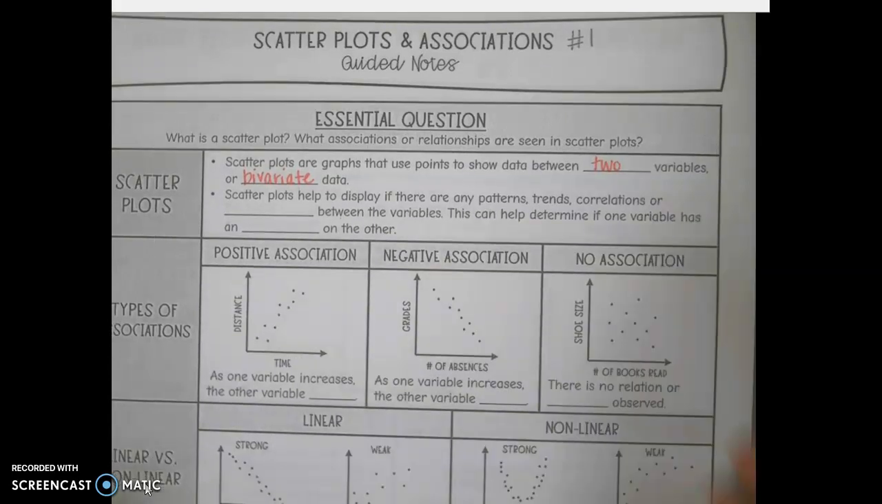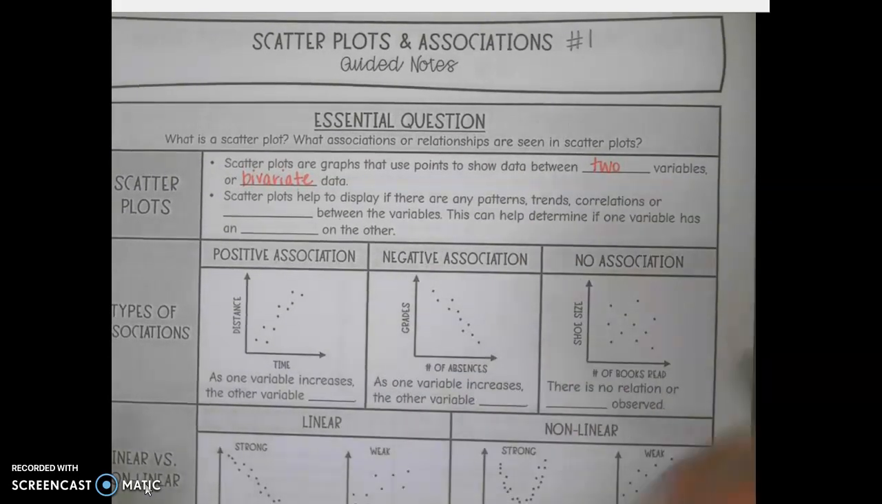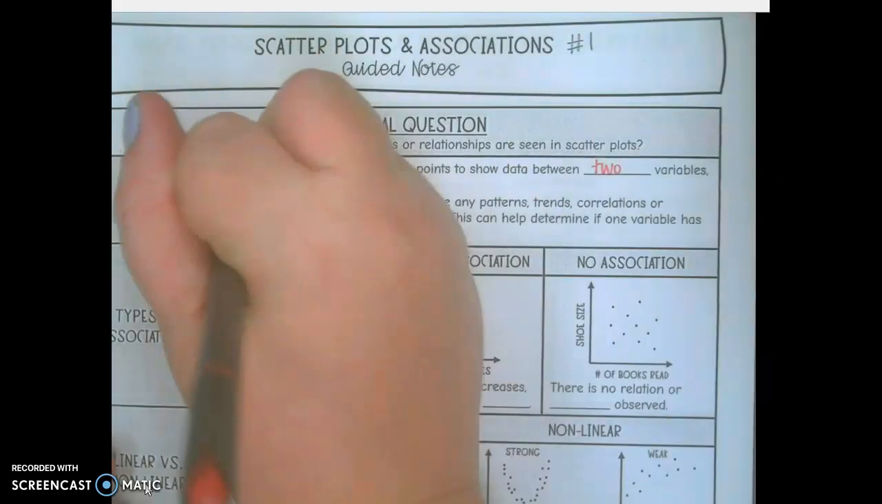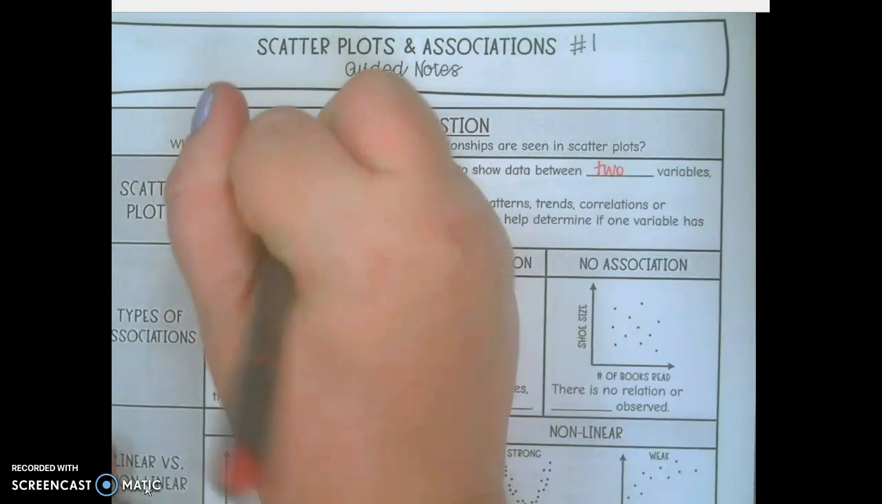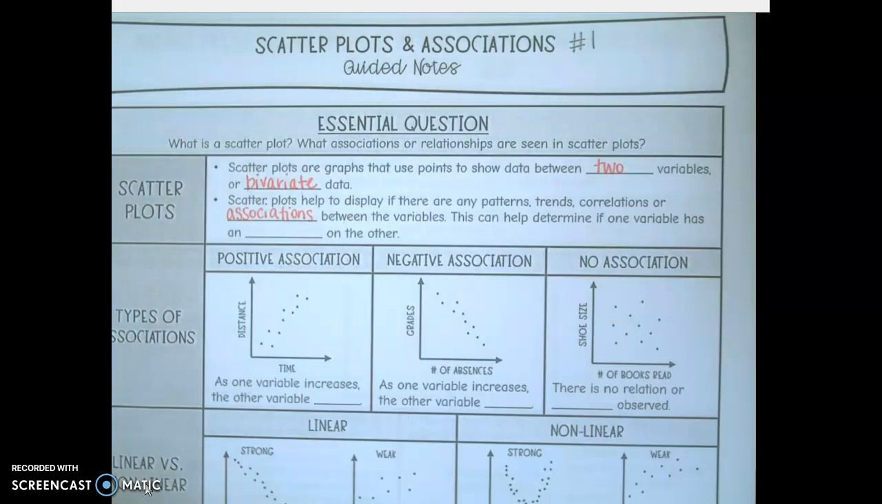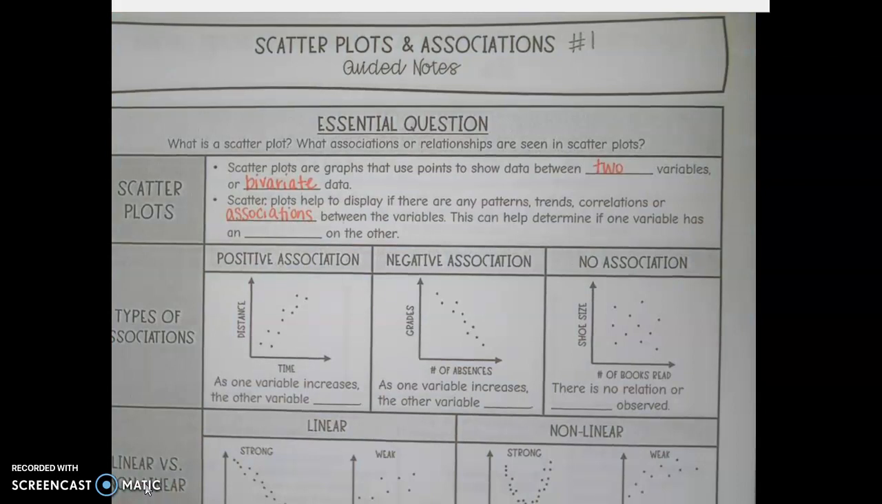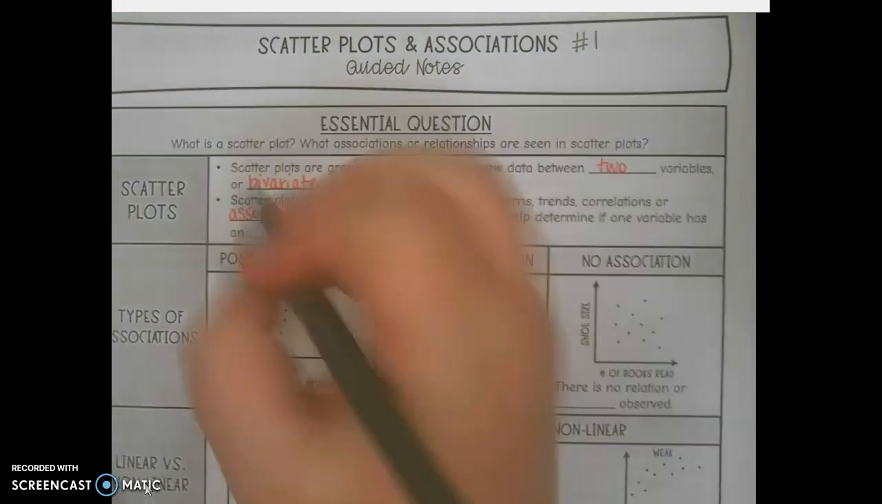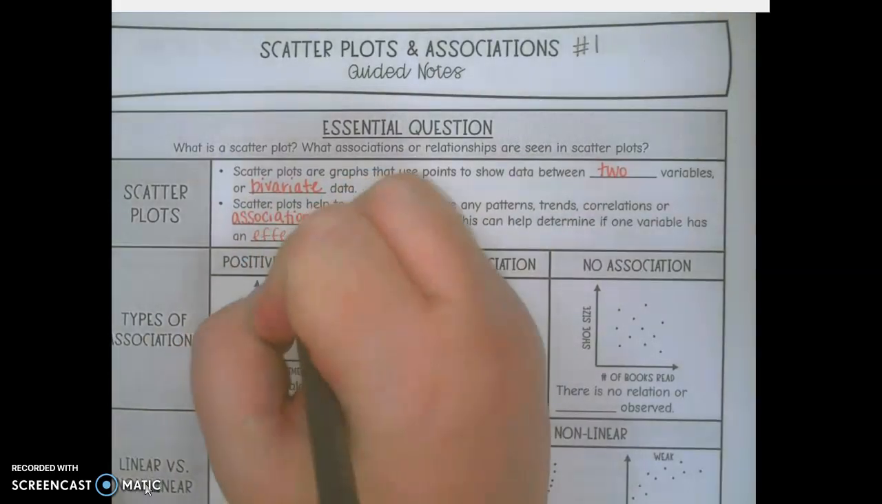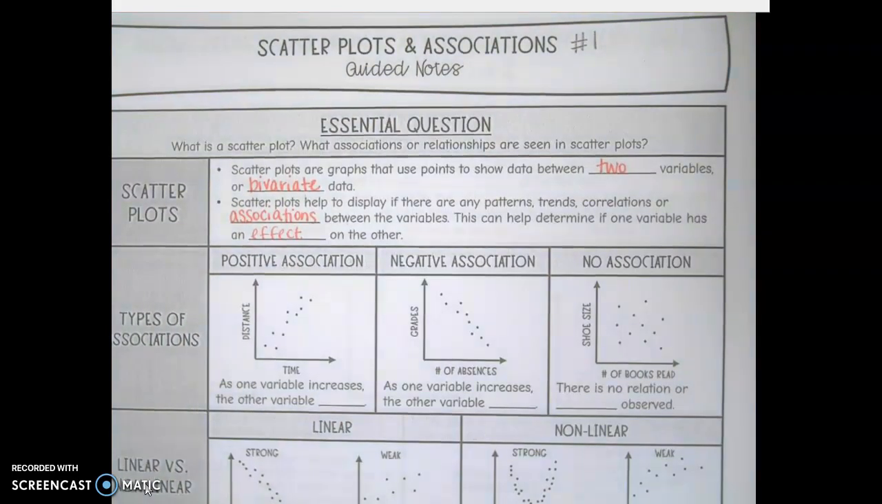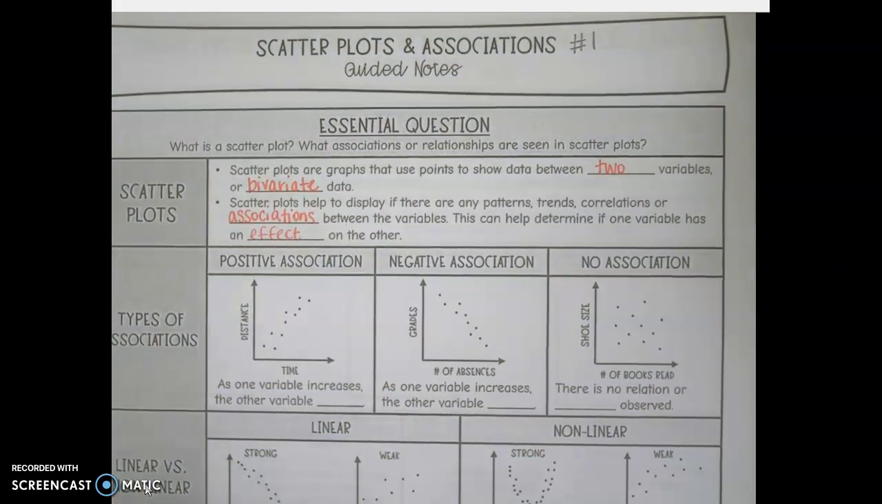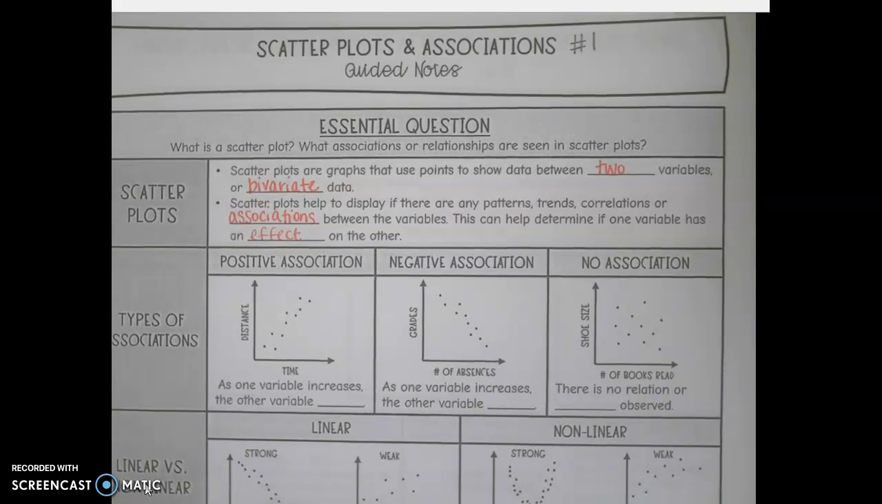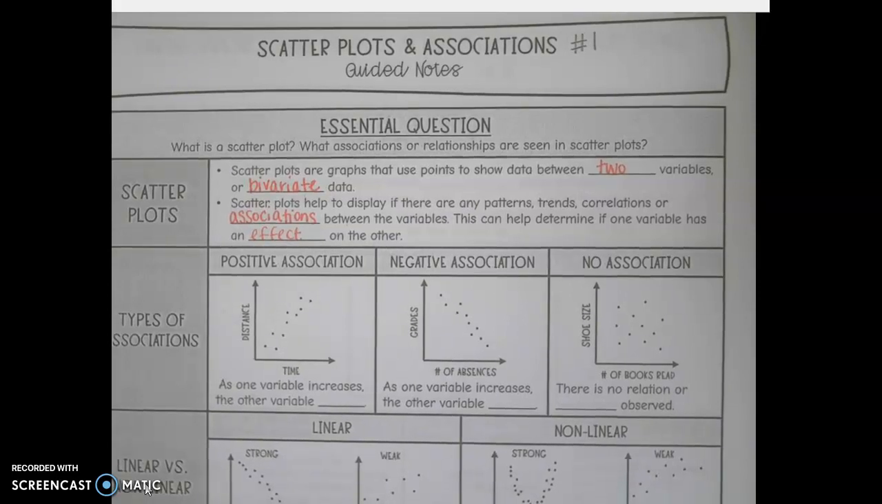Scatterplots help to display if there are any patterns, trends, correlations, or associations between the variables. This can help determine if one variable has an effect on the other variable. So this is used to see if data has a relationship. We see this a lot in the real world. We may see it done with something silly, as in the more absences you have, the lower a test grade may be, or something similar to that.